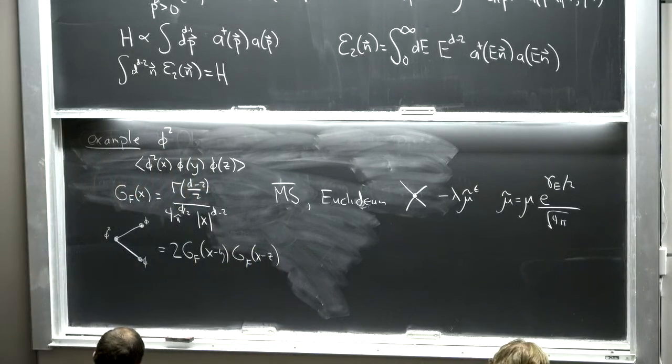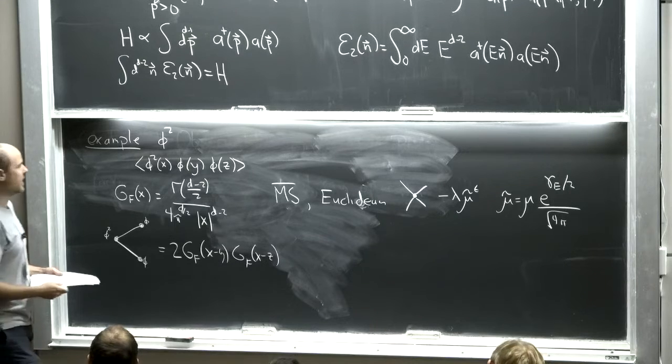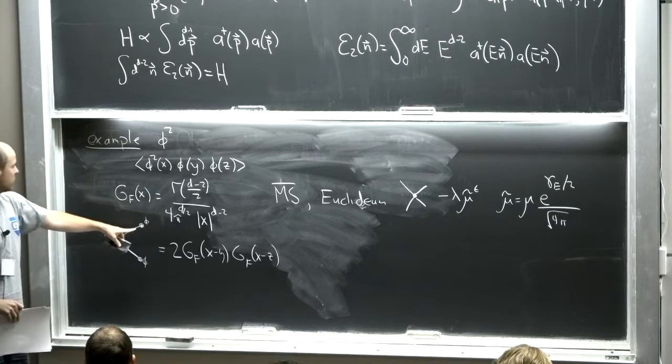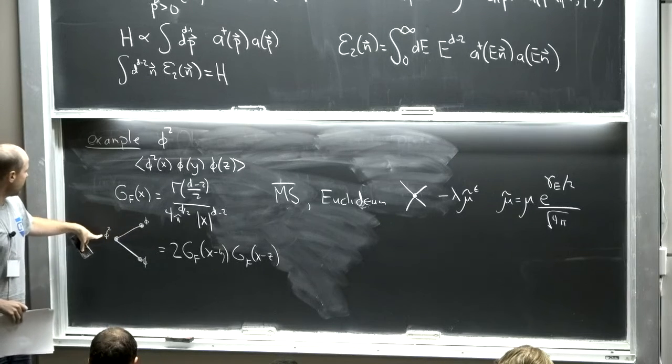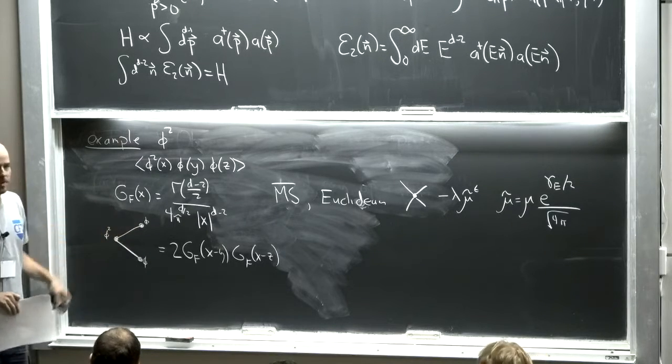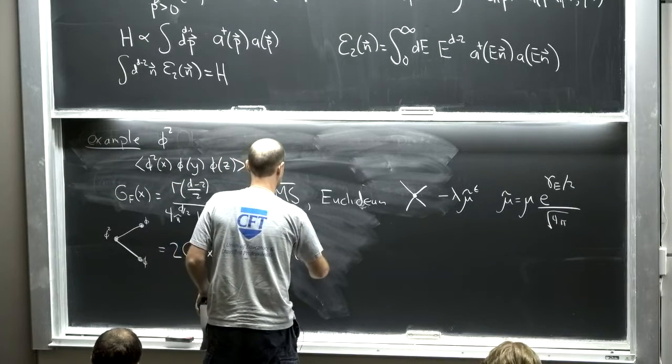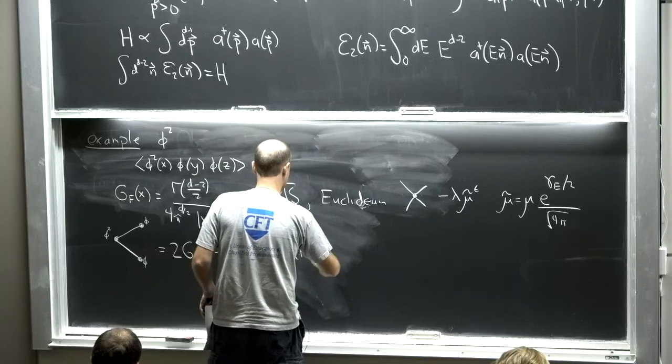Can anyone tell me where the 2 comes from? Speak up. Very good. Yeah, exactly. We have 2 phis. So when we do Wick contractions, we get 2 contributions from the different phis in here that this phi can contract with. Okay, so this is tree level.